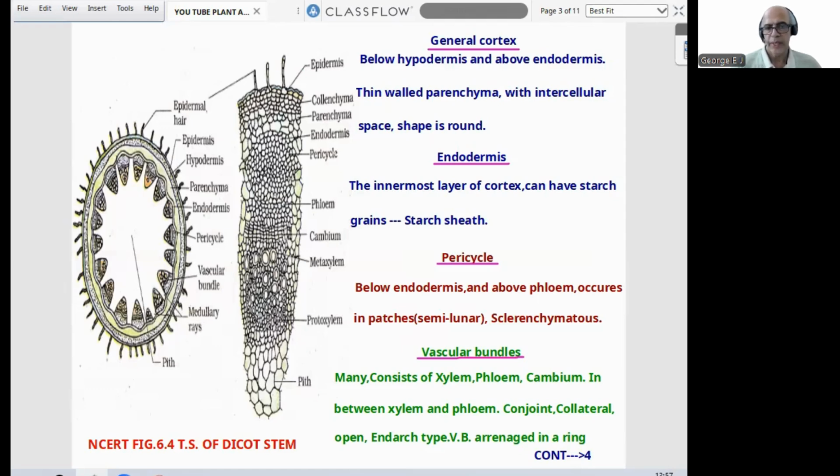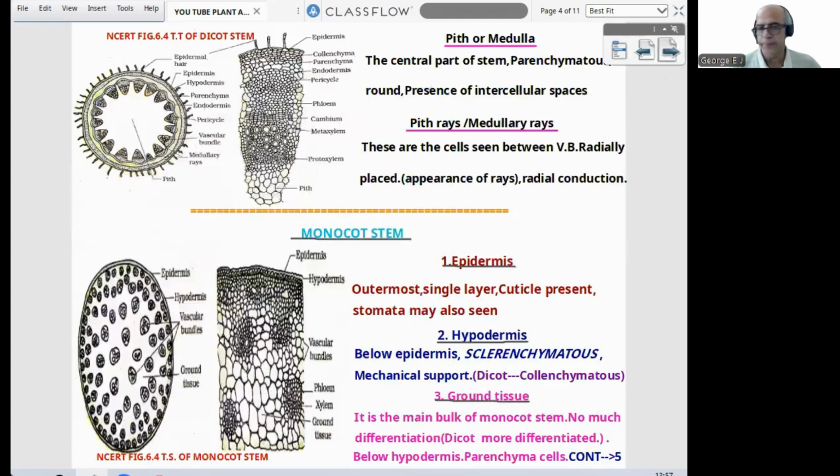Vascular bundles are many, consisting of xylem, phloem and cambium: conjoined, collateral, open, in the stem of a dicot. Vascular bundles are arranged in a ring. Then comes the central part, the pith or medulla, parenchymatous, with intercellular spaces. Then pith rays or medullary rays can also be seen for radial conduction.